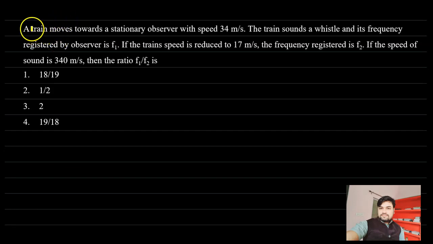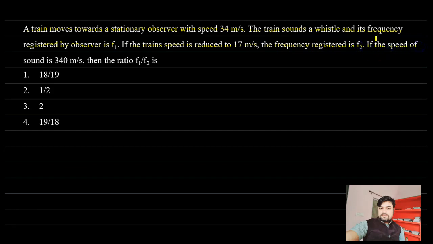This question is from the chapter Waves. The question says a train moves towards a stationary observer with a speed 34 meter per second. The train sounds a whistle and its frequency registered by observer is f1. If the train speed is reduced to 17 meters per second, the frequency registered is f2.